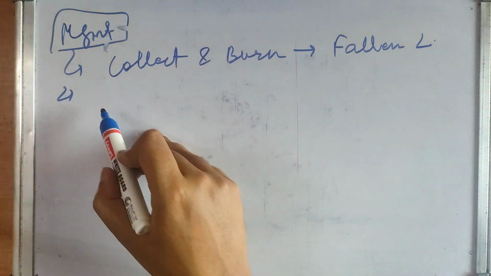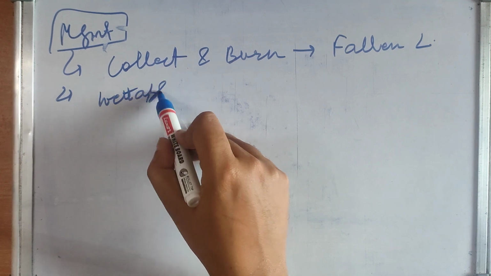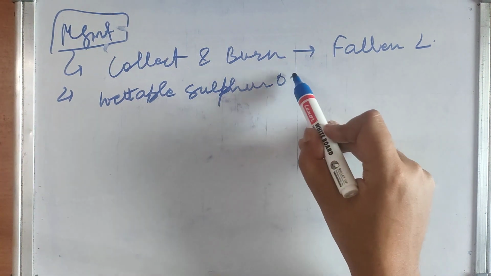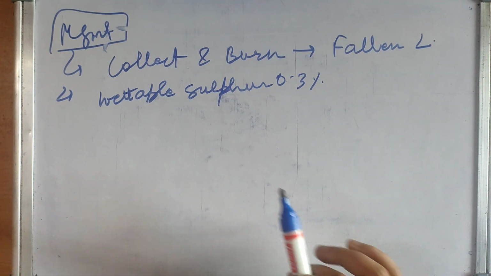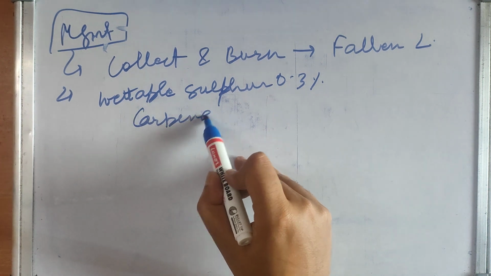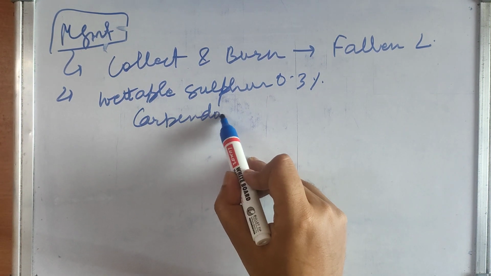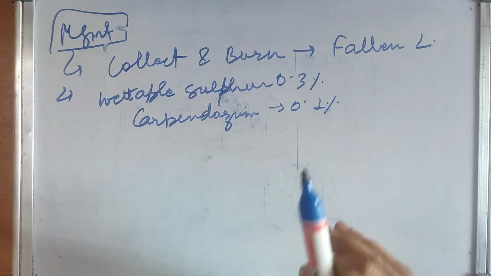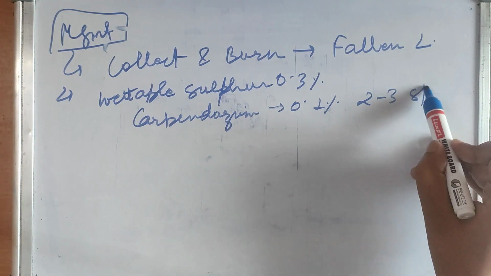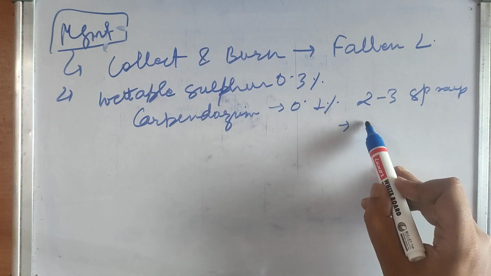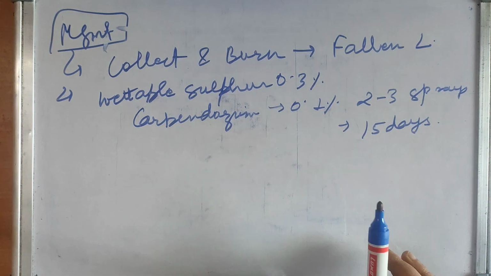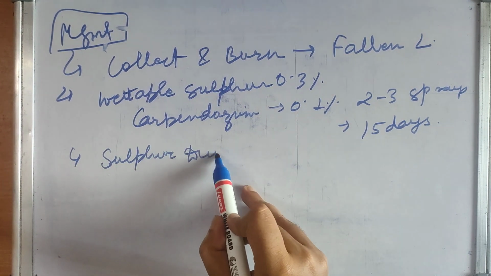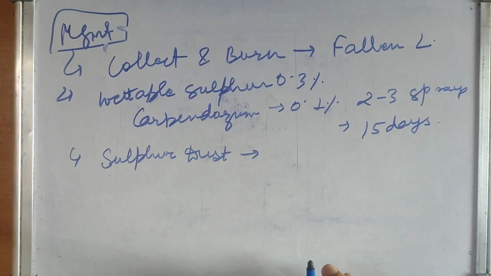Spray with wettable sulfur 0.3% or carbendazim at 0.1%, and we can do 2 to 3 sprays at an interval of 15 days. We could also use sulfur dust at 25 kg per hectare.